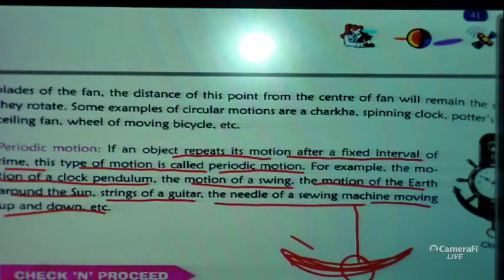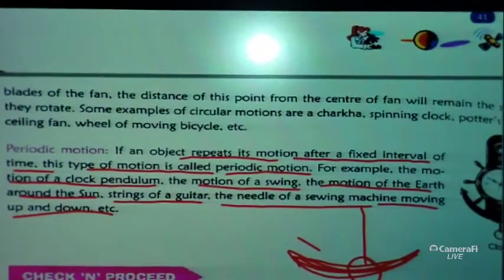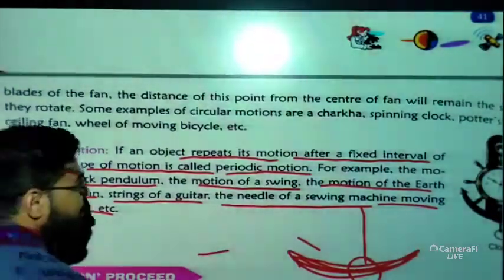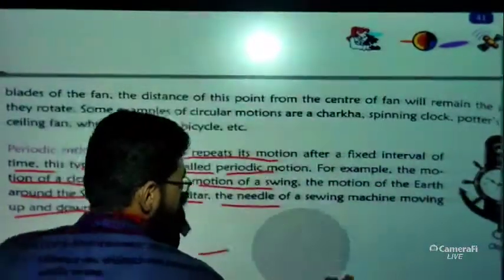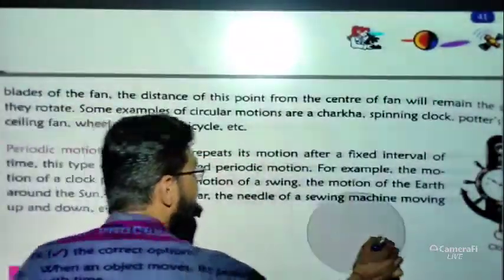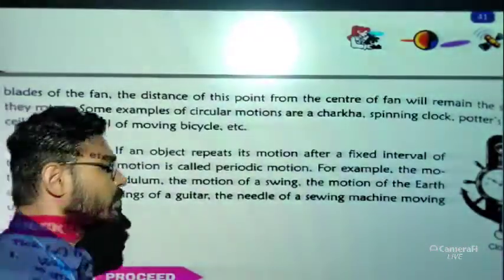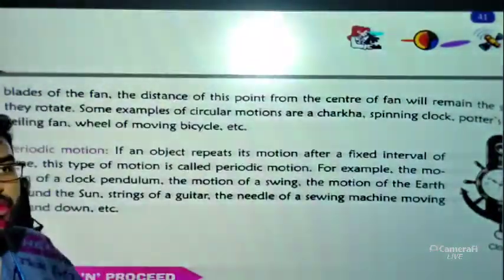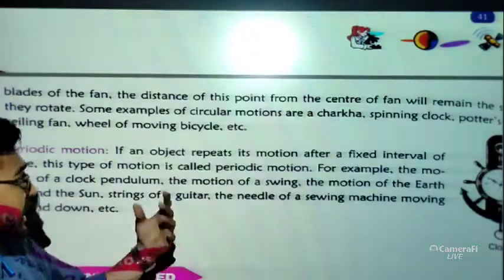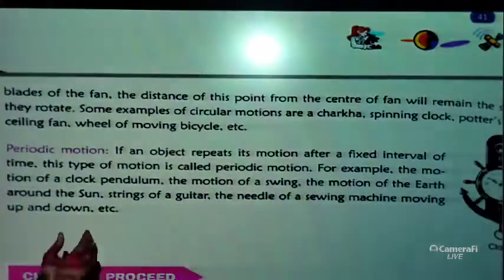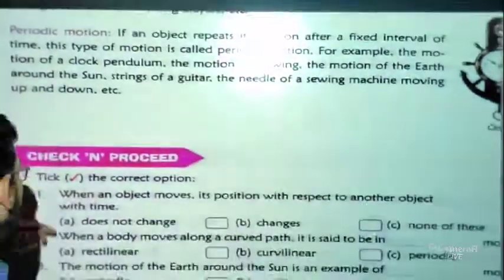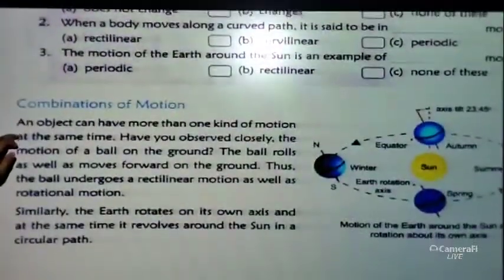So students, we have read about all the motions. We have read about straight line motion, periodic motion, circular motion. Now what we are going to do? You have to read these kinds of motions and differentiate them. This question will generally come in your examination, that differentiate between straight line motion and circular motion, or straight line motion and periodic motion. So you have to write down the characteristics. Now few questions are there, I hope you can do it by yourself.